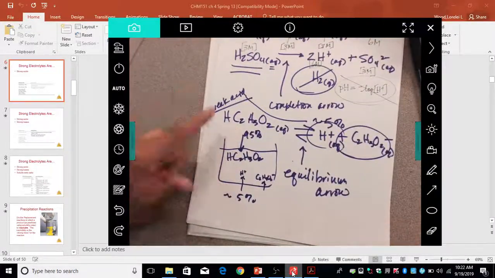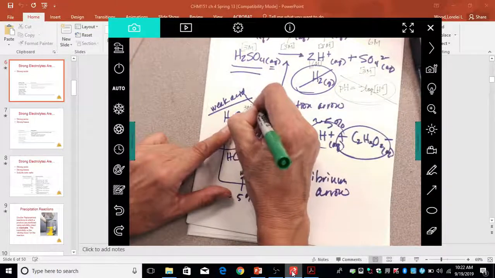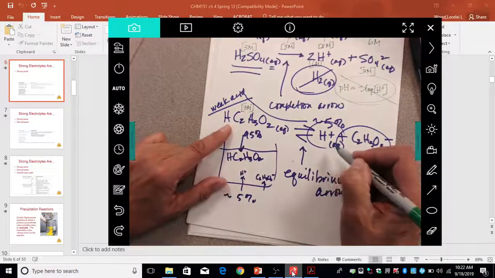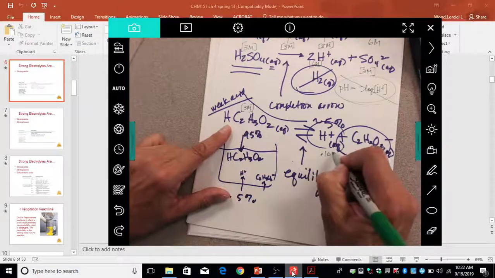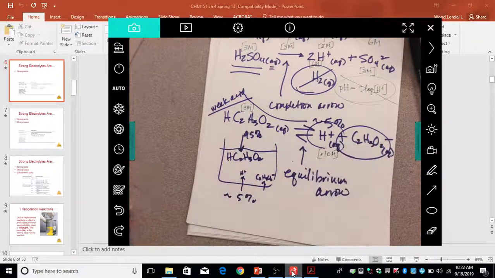Here, if we had a concentration of 3 molar, it would only be 5% of 3 molar, which is like 0.15 molar of hydrogen ions. So you have a much smaller concentration of hydrogen ions in a weak acid.